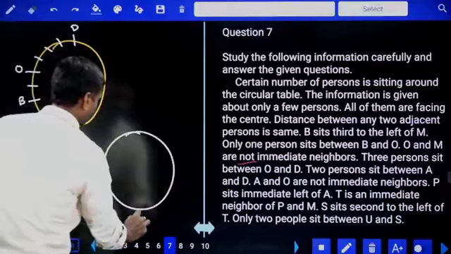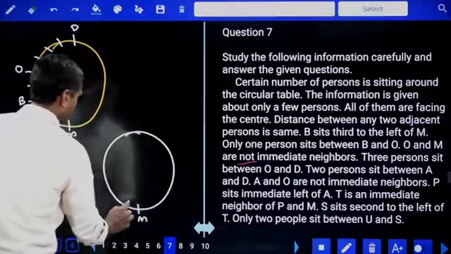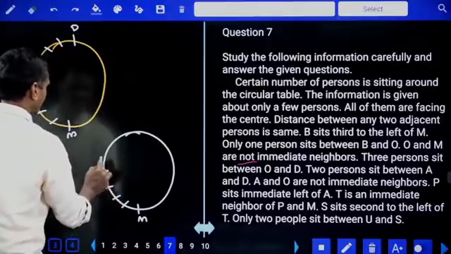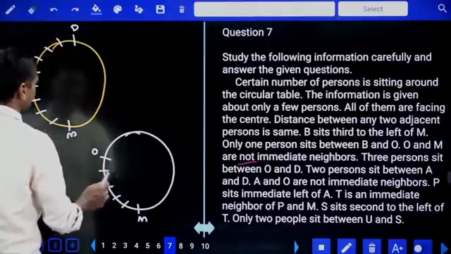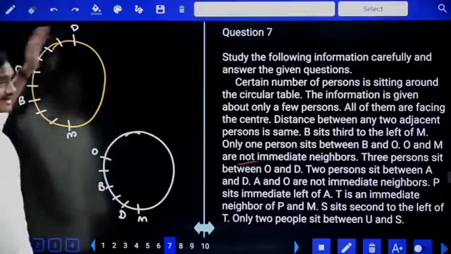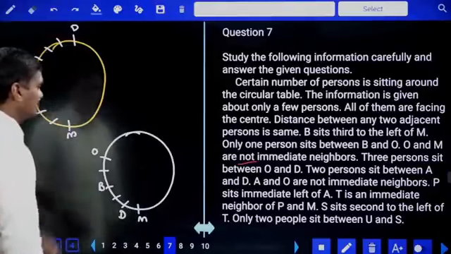Then now M is at this place. Now 1, 2, B is here. Now after this B, O is here. Now 3 persons between O and D, 1, 2, 3. D is here. D can be either on the left hand side or on the right hand side of this O.